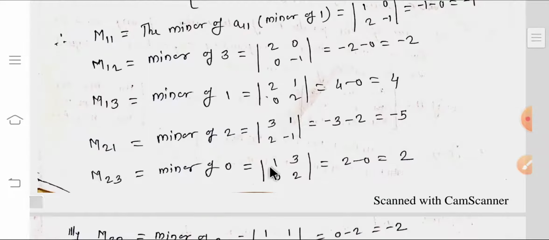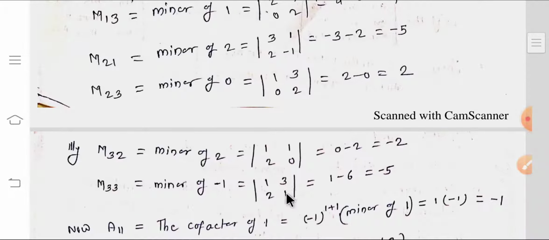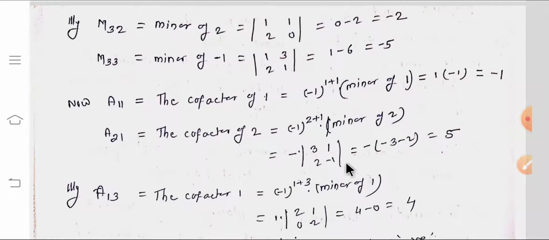Here it comes: minor of 3 3 means the determinant 1 3, 2 1. 1 into 1 is 1, 3 into 2 is 6, so 1 minus 6 is minus 5. Now, what is a cofactor? A cofactor is nothing but the minor of an element with its proper sign.